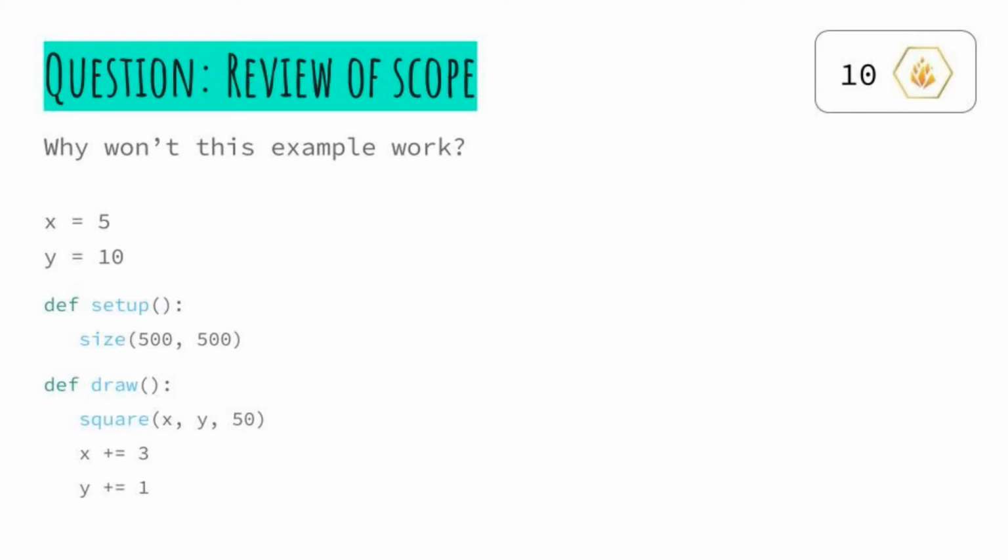In class we had this question, and we asked why won't this example work? The reason that this example won't work is very simple. It's the same as what I just told you. What we have in this example problem is a square that we are trying to move across the screen in both the x and y direction. But because we don't tell draw to go looking at the global scope for x and y, it looks locally instead, and it doesn't find anything, and so it gives us an error.